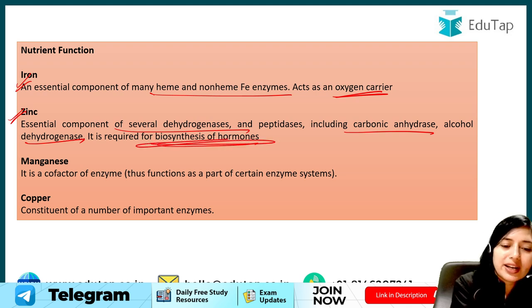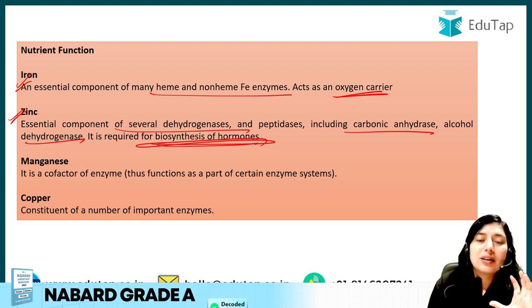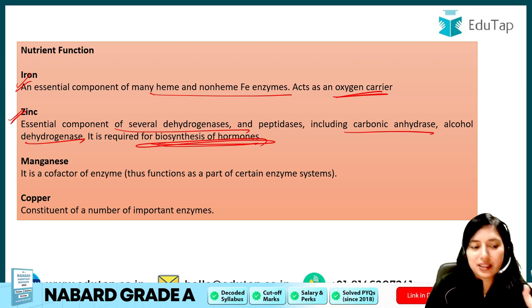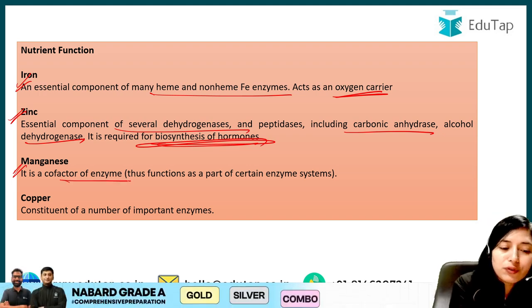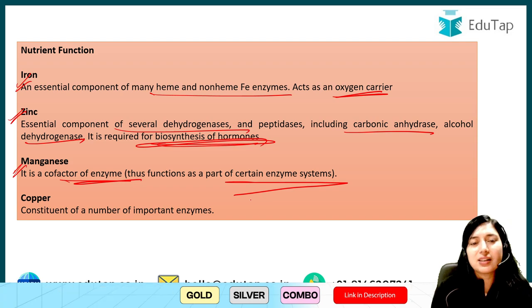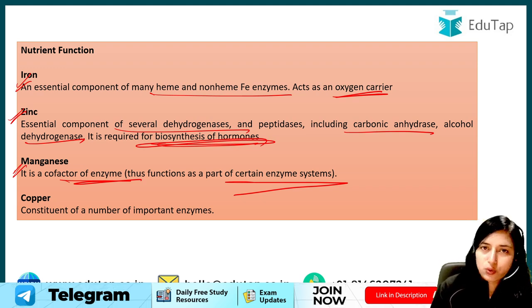It is very important regarding zinc that zinc है, it is a part of various enzymes and it helps in activation of various enzymes, but it is required for the synthesis of plant hormone. तो ये आपने याद रखना है। Then we have manganese. So manganese is basically a cofactor of enzyme that functions as part of certain enzyme systems. Again it is a cofactor of enzyme, means it helps in activation of enzymes, that is the role of manganese.